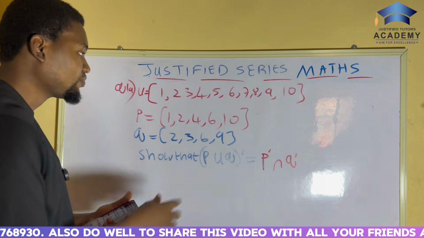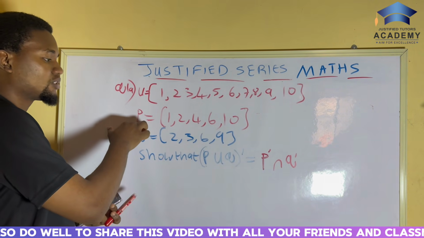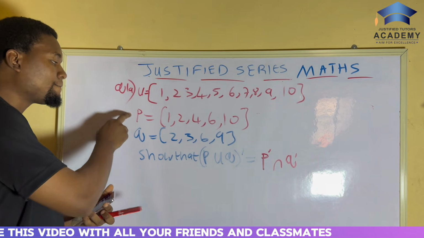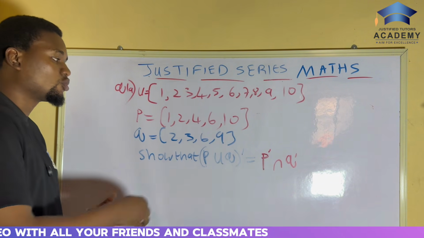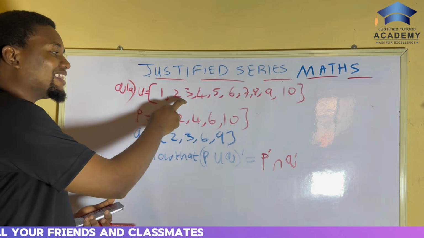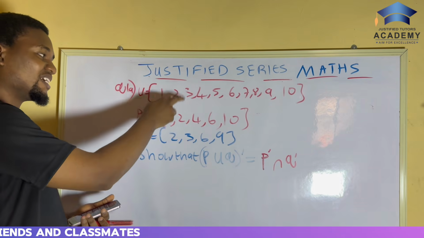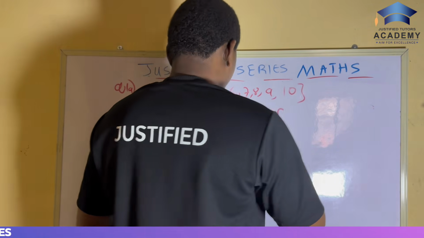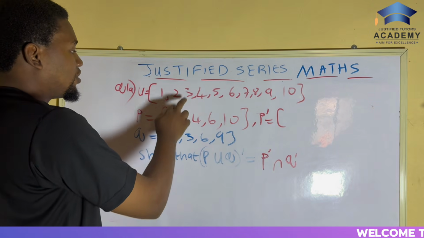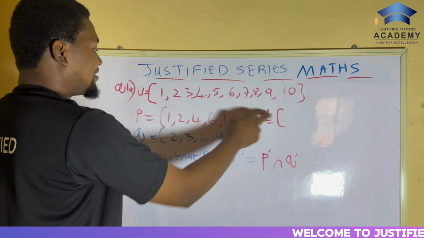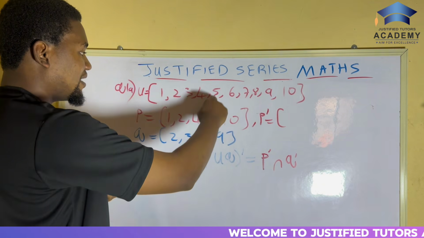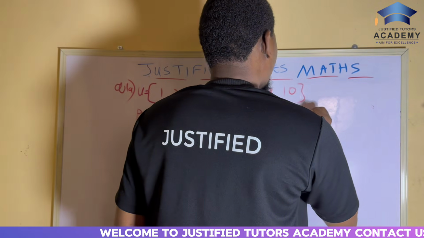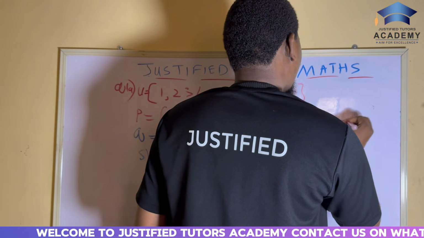So what do we do? First of all, we find P complement and Q complement. I said last time that P complement, or any complement, simply means: what is in the universal set that is not in P? That's what P complement means. So P complement is equal to what? 3 is not in P, so that's 3, then 5, 7, 8, 9. So 3, 5, 7, 8, 9.